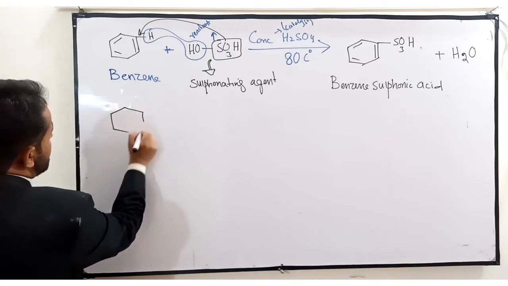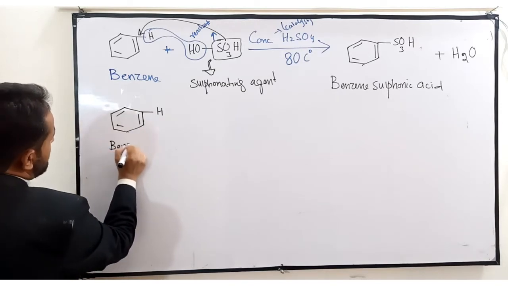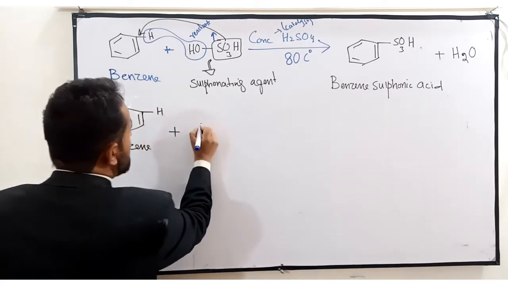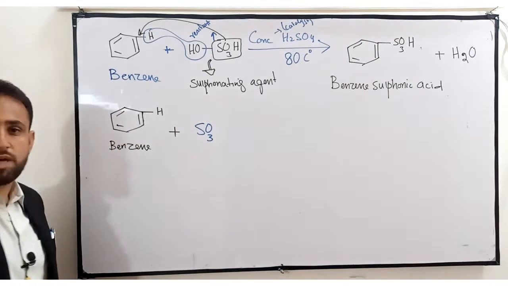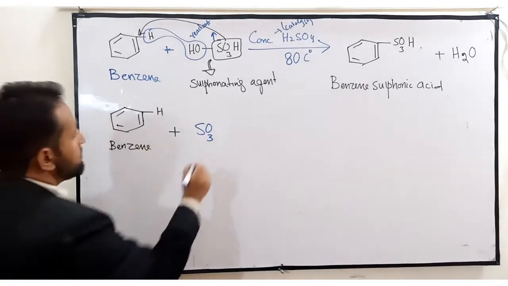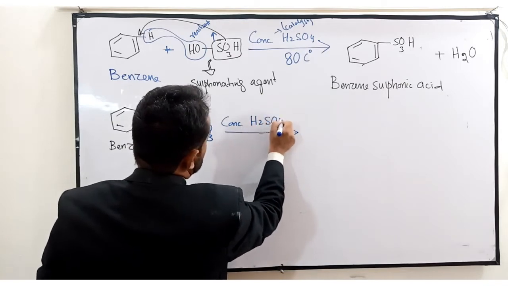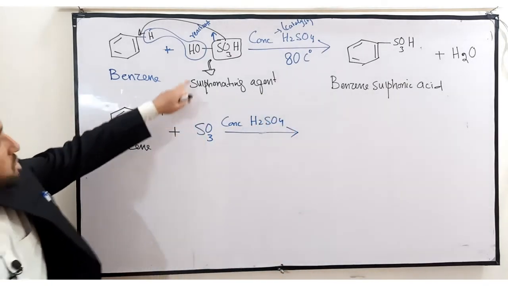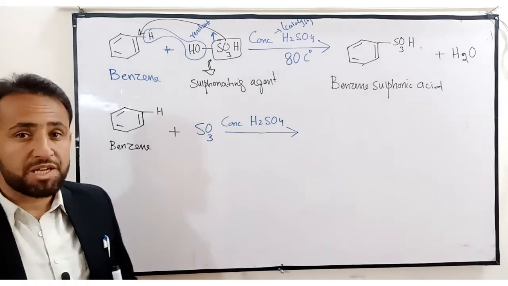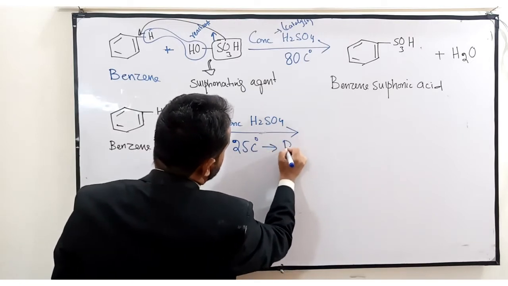So I am writing here method number two. Suppose this is a benzene molecule. Again, this is the hydrogen atom of the benzene. Now, this time with this benzene molecule, I am reacting a gas, that is sulfur trioxide. Instead of sulfuric acid, this time I am taking sulfur trioxide. The same catalyst will be used, that is concentrated sulfuric acid. If I use sulfur trioxide instead of sulfuric acid, then there will be no requirement of high temperature. The temperature will be normal, that is 25 degrees centigrade, which is basically RT.